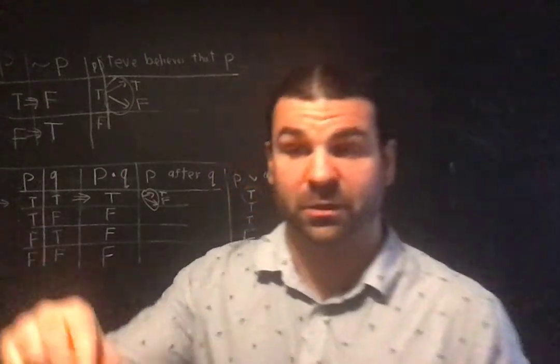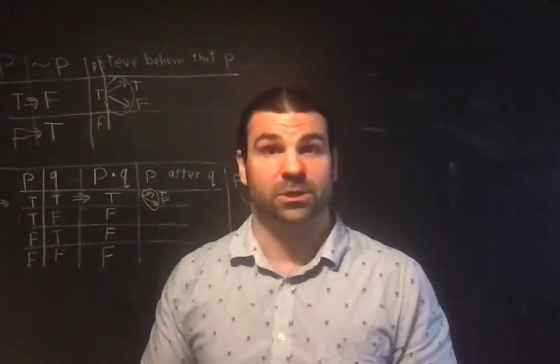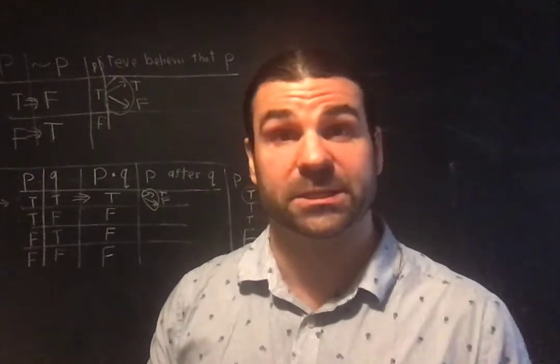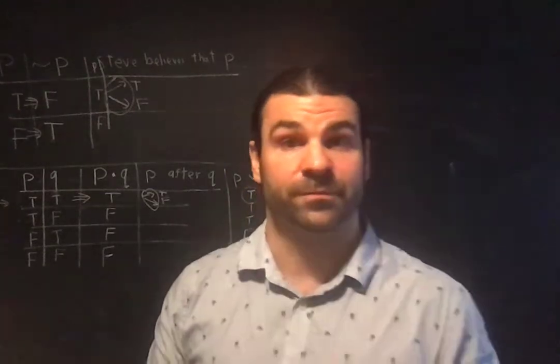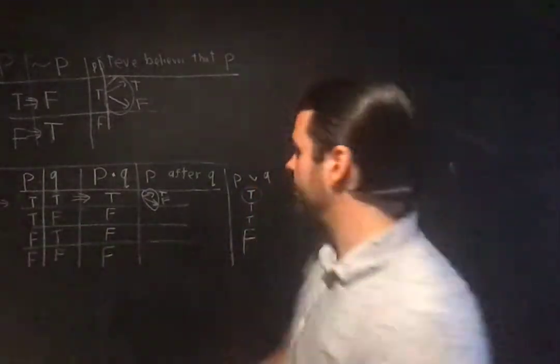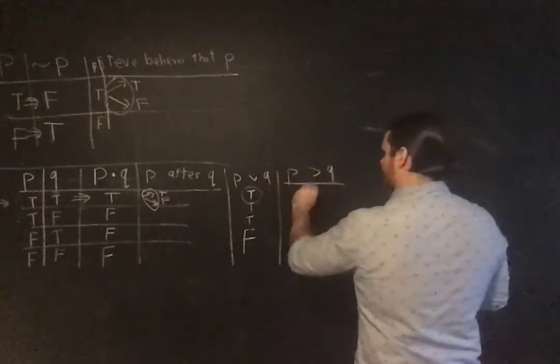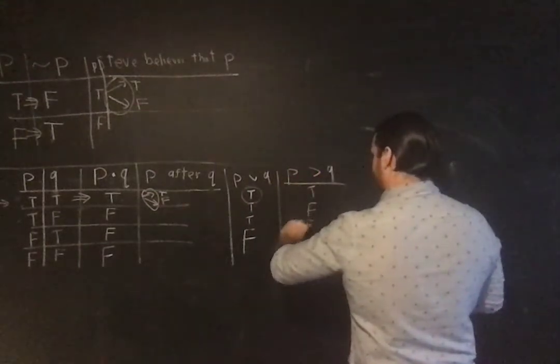The horseshoe, the symbol for the if-then, learn to say the horseshoe is only false when the antecedent is true and the consequent is false. And it's true in all other cases. That is the other three cases. P hook Q is true, false, false, false.